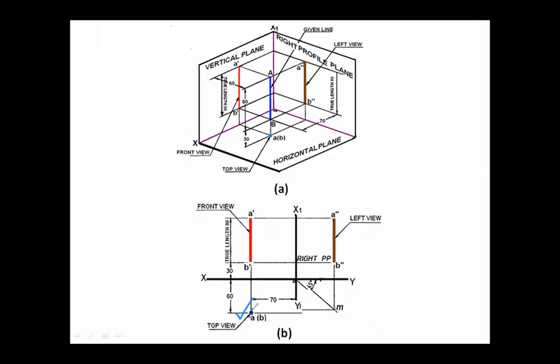Correct? So whenever some inclination is there, whatever the angle may be, that distance is not the actual distance. If it is parallel to that plane, now see this line, this is the actual orientation. Fine. So now this line is parallel to this plane as well as this plane. So both will show the true length. Clear?